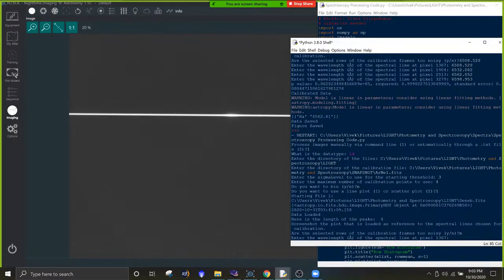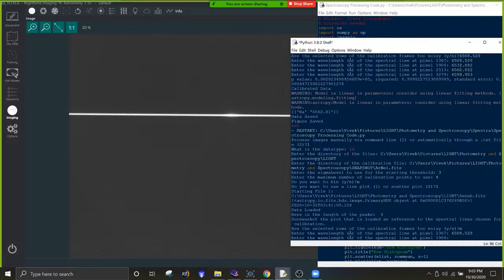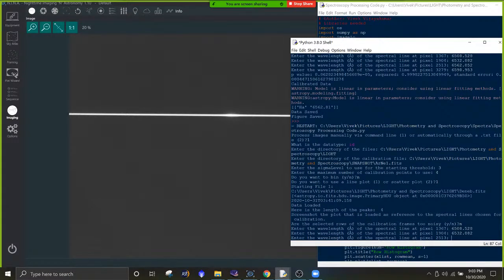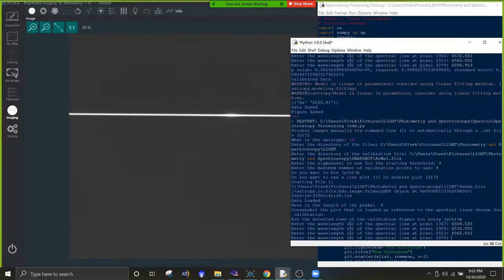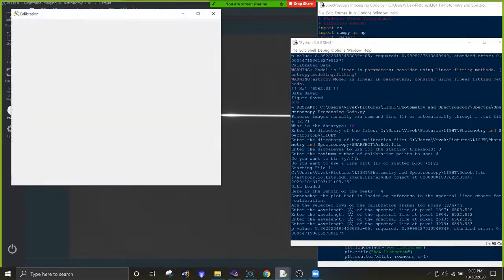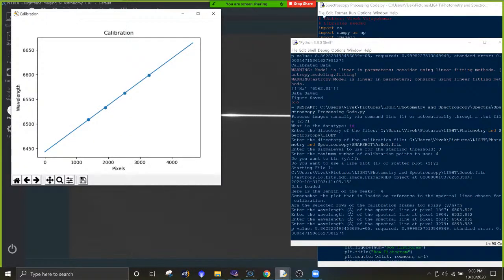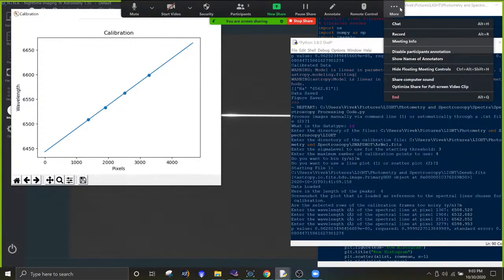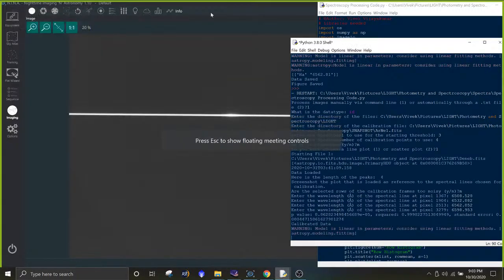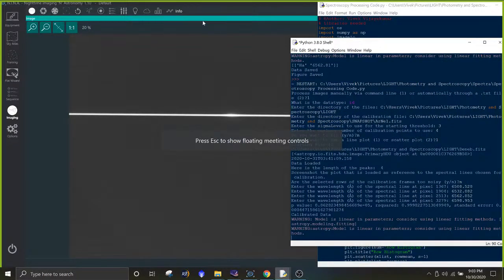Right now I'm typing in the wavelengths for the calibration. Also referred to as Gamma Cassiopeiae or Gamma Cas. The stars in the constellations are mostly named alpha, beta, gamma by brightness, so gamma would be the third brightest star in the constellation of Cassiopeia.